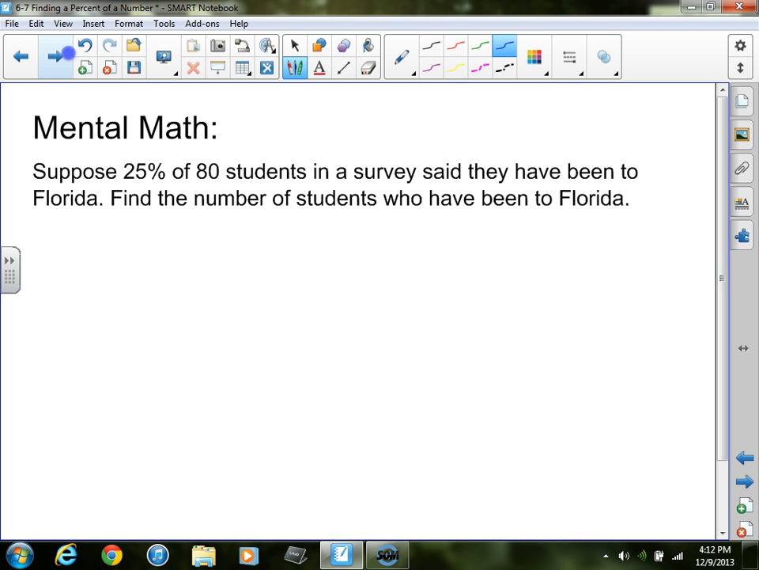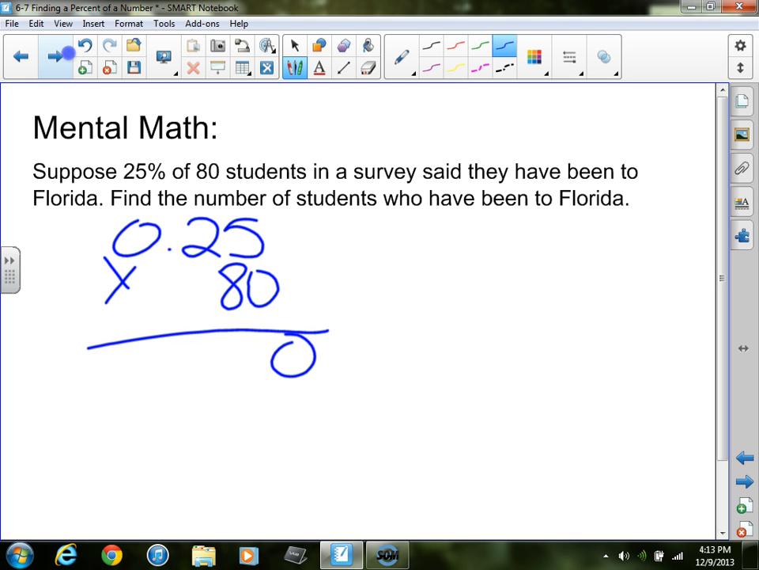Now let's go backwards. Let's work this out and see if the mental math method is correct. Change it to a percent, or a fraction, a decimal, times 80. 8 times 5 is 40. 16 plus 4 is 20. And look at that. 20 students. Because there are 4 of these in 100%, that means 1/4 of that is the answer. And that's quite easy to do in your head.